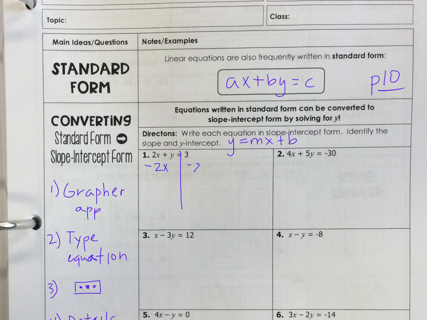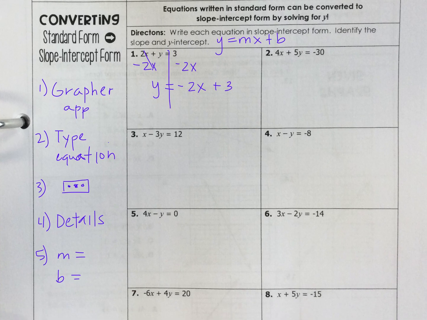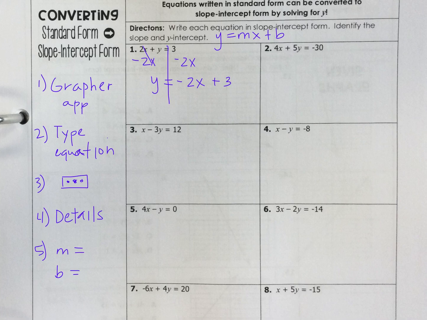Subtract 2x. That goes away. The y is alone. Yay! I'm going to write this y = negative 2x + 3. So that's one way to do it. The other way to do it, which is what I would like for you to use, is to do it in your calculator. So I am going to show you how to do this one right here, number 4.